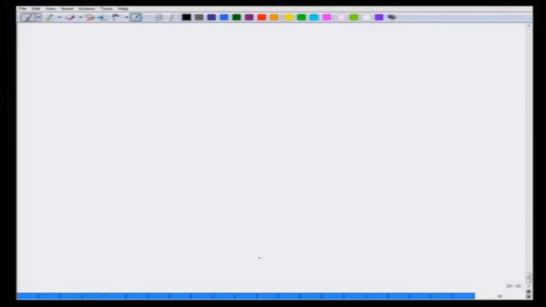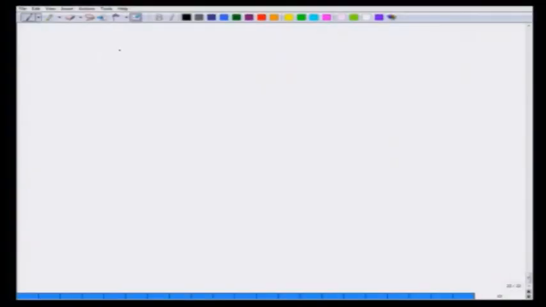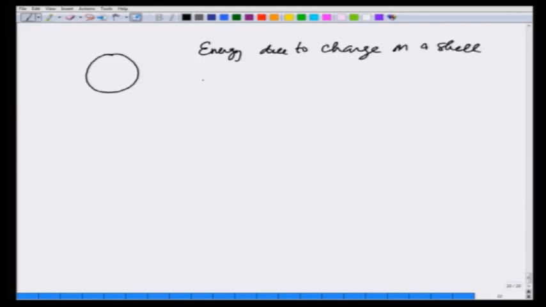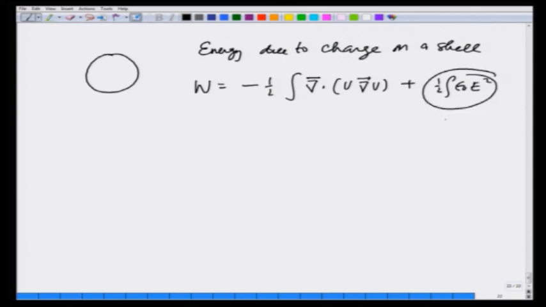I end this lecture by discussing something which may have bothered you throughout this lecture, and that is when I was calculating the energy due to charge on a shell, remember I wrote the energy to be minus 1/2 integration grad of V times grad V, plus 1/2 epsilon 0 E square. This term gave me q square over 8 pi epsilon 0 R, and I said conveniently this term is 0.